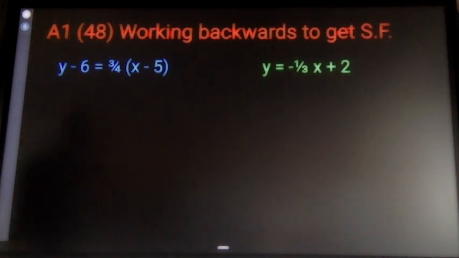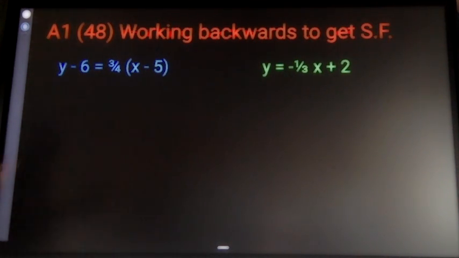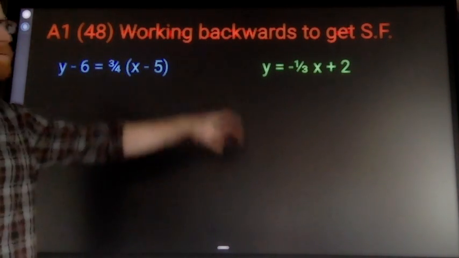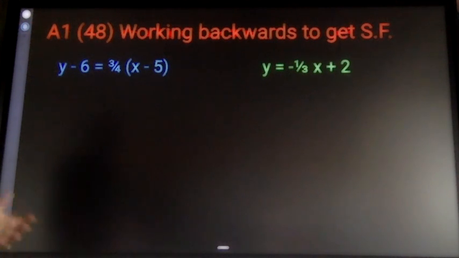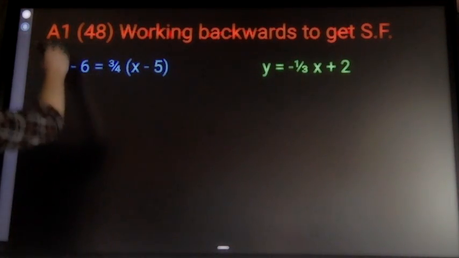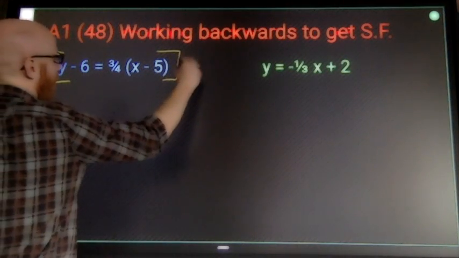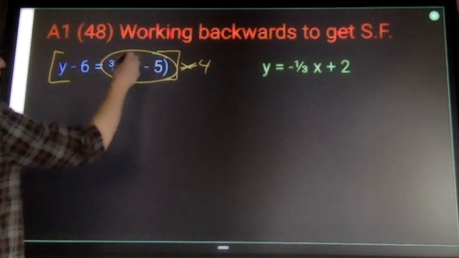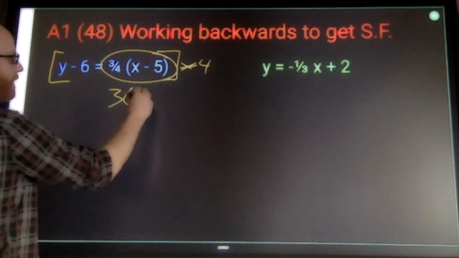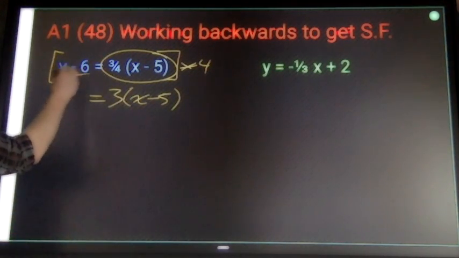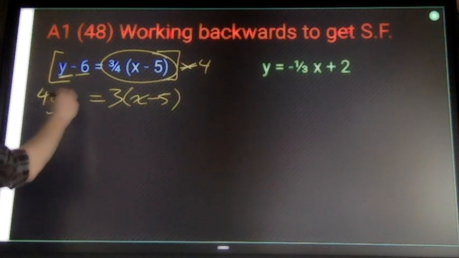Okay, we just showed kind of how you can manipulate algebraically from my other formats to get to standard form. If you've got parentheses, distribute. If you don't want to deal with denominators, you can multiply everything. If you don't want to deal with fractions, you can multiply everything by that denominator, right? 4 times this thing will give me 3x minus 5. All right, 4 times each of those things will give me 4y minus 24.